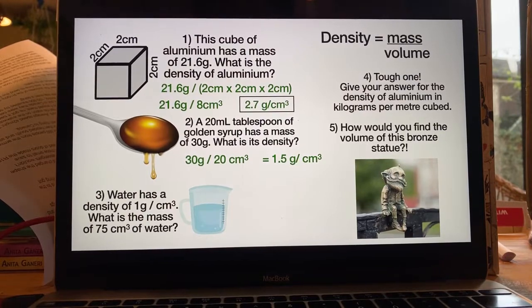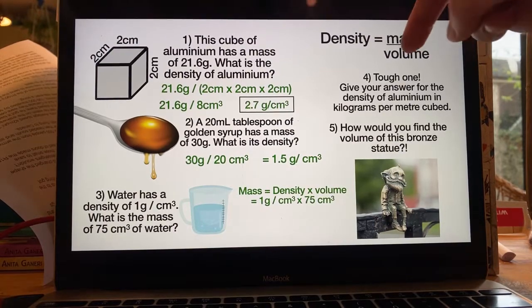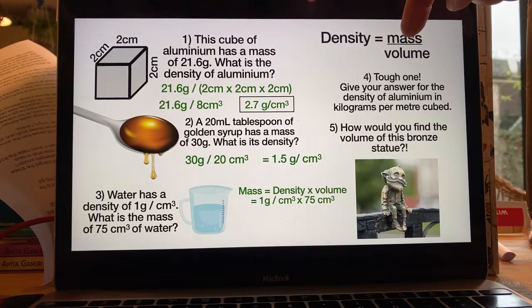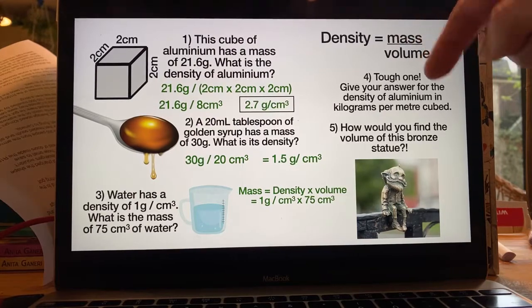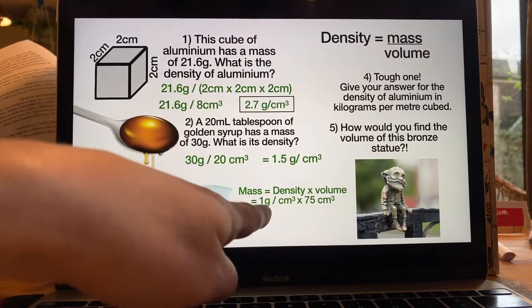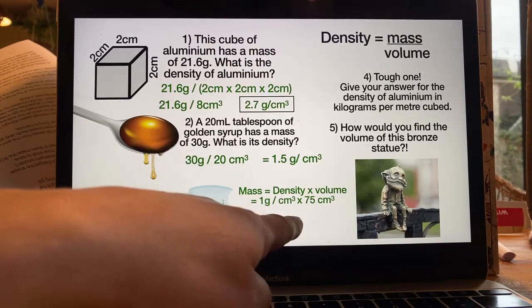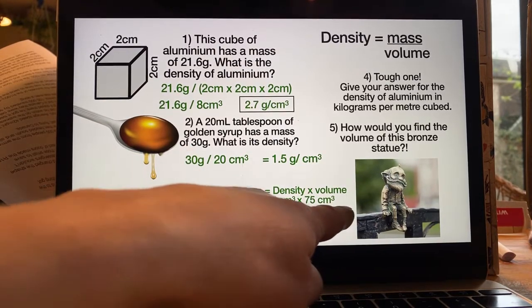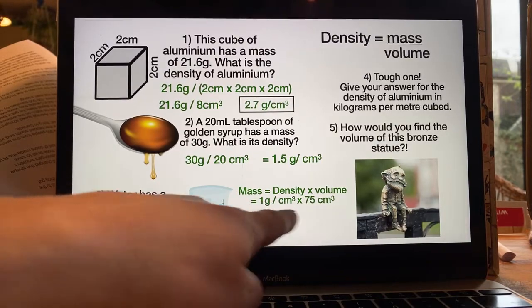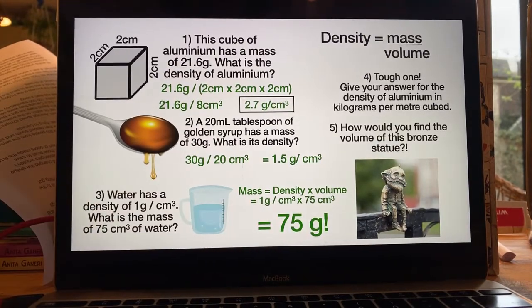And water has a density of 1 gram per centimetre cubed. What is the mass of 75 centimetres cubed of water? Well, you do mass equals density times volume, okay? You've got to do some rearranging. So mass is density times volume. And that gives you, so your density is 1 gram per centimetre cubed times 75 centimetres cubed. So it's just 1 times 75, right? So it's just 75 grams. Isn't that weird? But it's true.